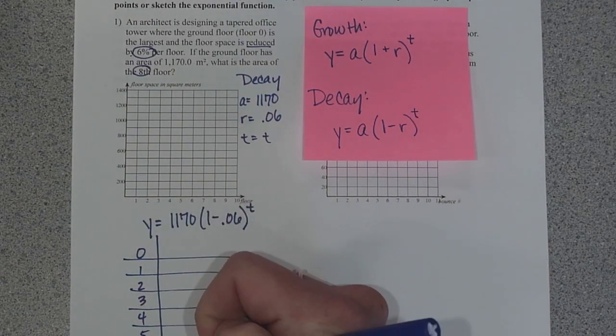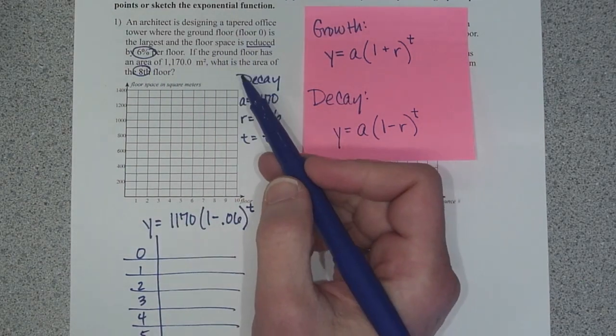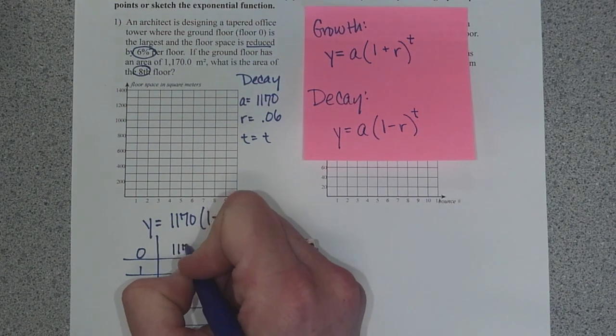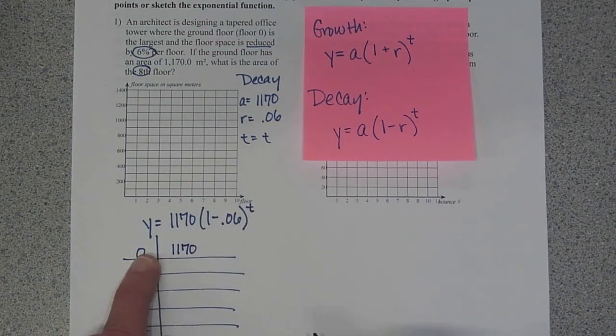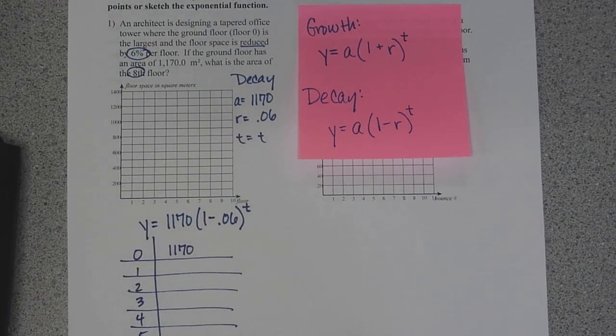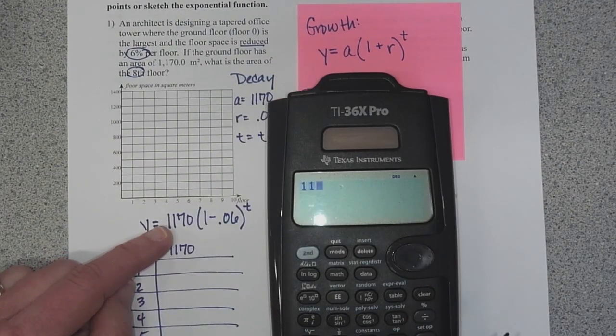So the X's are what floor you're on, and the Y's are the meters squared, the area of the floor. Now it already tells us the ground floor has an area of 1,170, so you're going to put that up there with the 0. And now let's get our calculators and figure out what to put for the first floor.